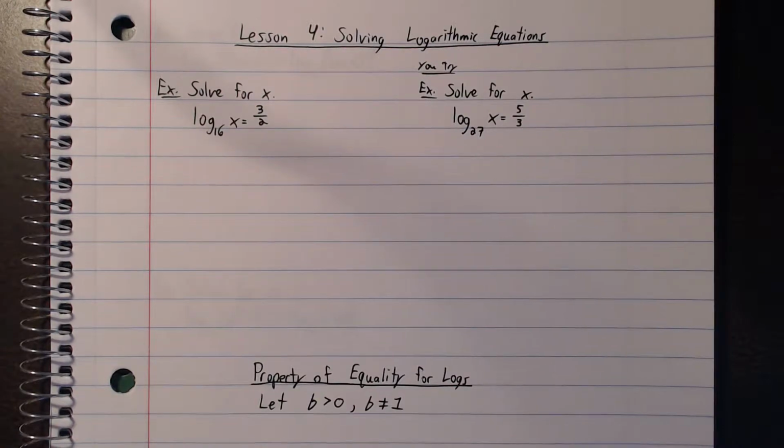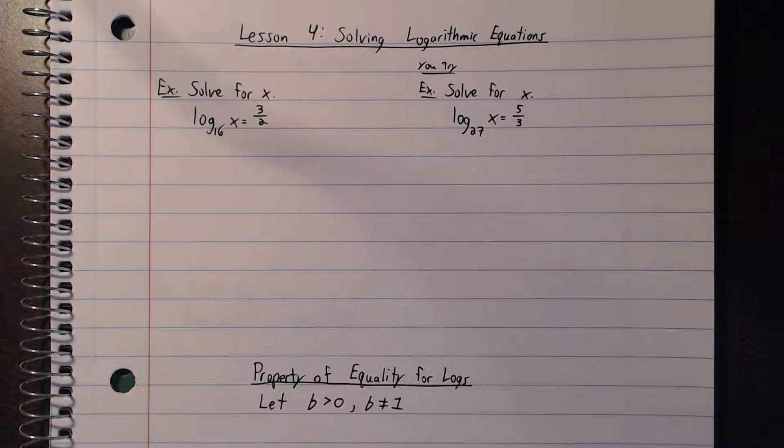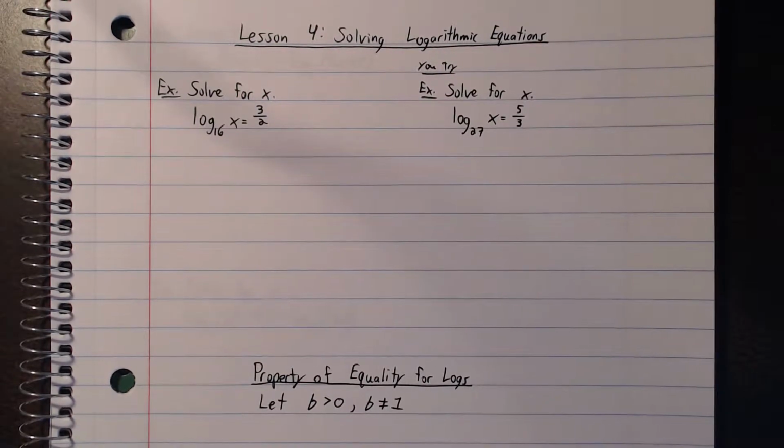And welcome everybody to lesson number 4, which is solving logarithmic equations. So we're going to jump right into some examples. One thing to keep in mind is that we cannot have negative values evaluated inside of a log function. So if we get negatives along the line somewhere, can't happen. And that'll come up a little bit later in the lesson.